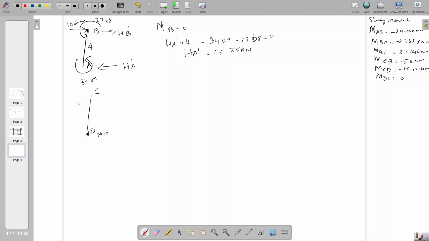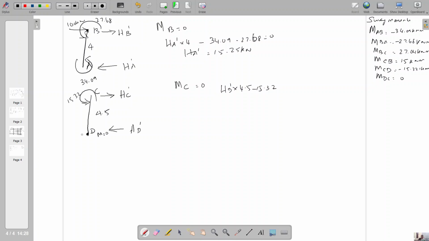In the same manner, for the column D and C, where D equal to 0 moment, here we have anticlockwise. So with this, you can judge HC dash in this direction and HD dash in this opposite direction. So the length is 4.5 and taking moment about C equal to 0. So HD dash into 4.5 minus 15.32, here minus 15.32, then I put anti-clockwise direction.